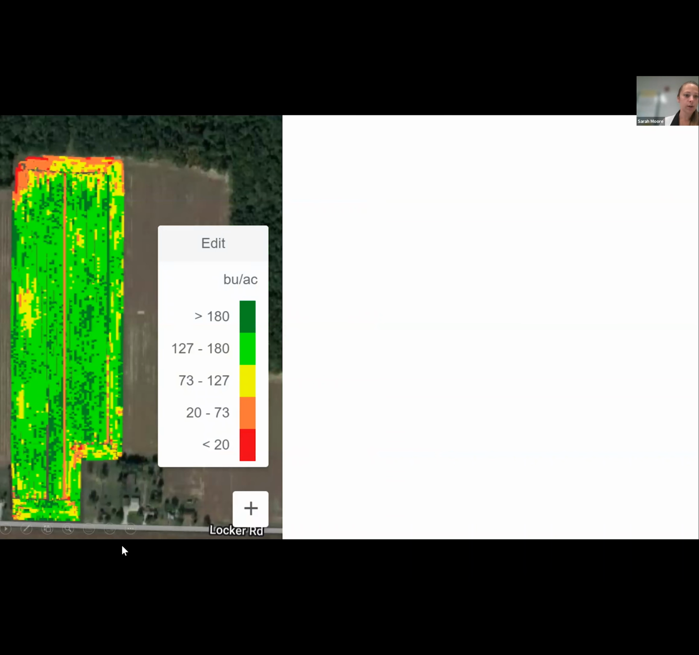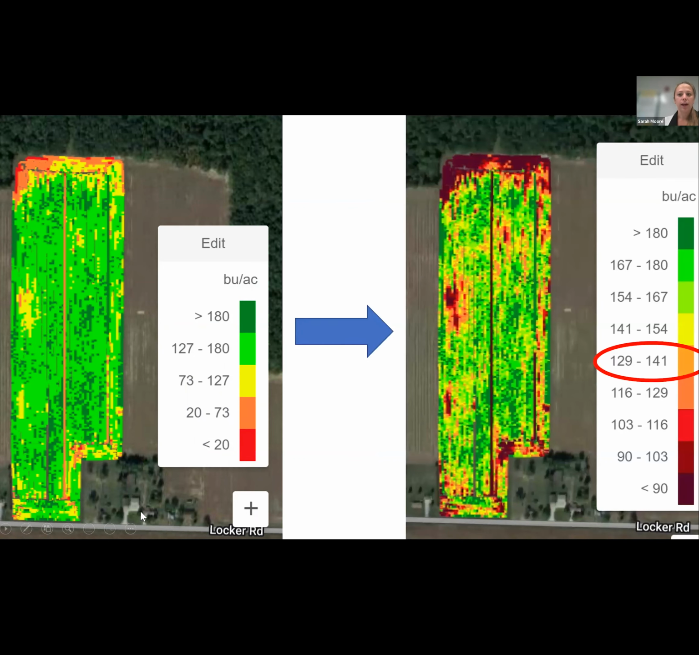So this was our original red-green map that was just generated by the software. And if we change this input here, we can make it so that our break-even yield, 136 bushels an acre, is right in the middle, plus or minus 5 bushels an acre at this light orange. So anything that is lighter than that, we are making money, and anything that is darker than that, we are losing money. So we can see on this field, there's a lot of dark areas.